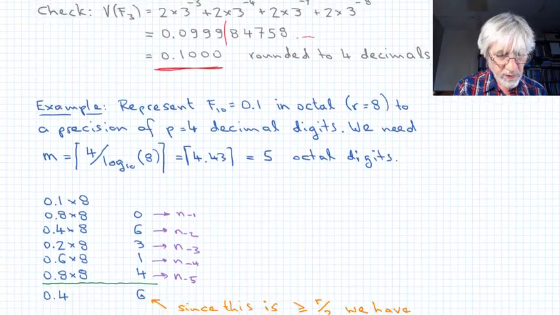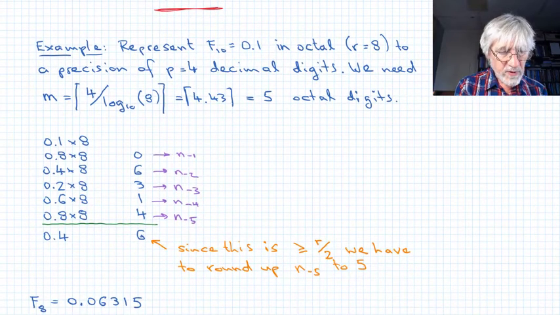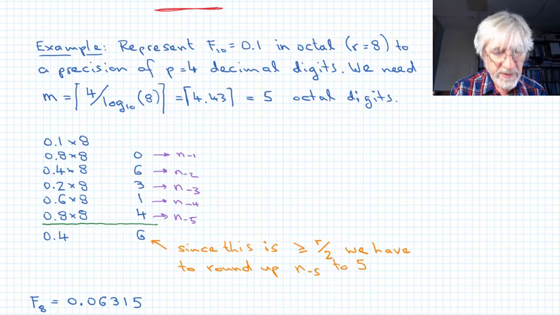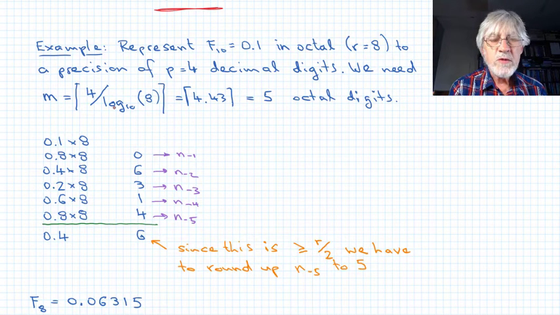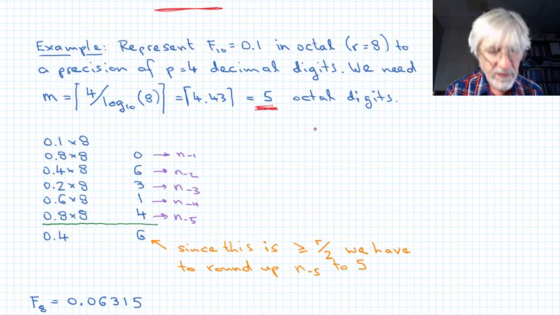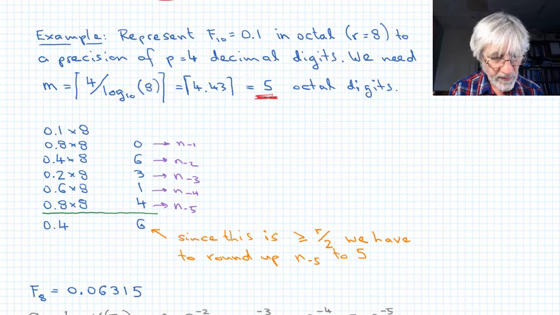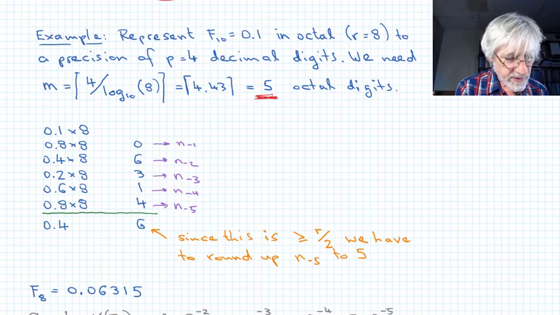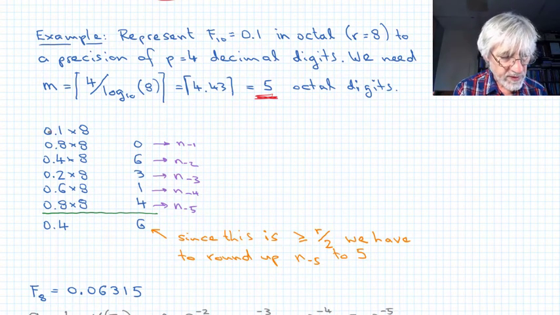Okay, let's do this for octal. So again, we convert decimal 0.1 to radix r equal to 8. We need 4 over the logarithm to the base 10 of 8, which happens to be 4.43, or the next highest integer, 5 octal digits. And we do the same thing as we did before. We take the 0.1 that we start from, multiply by 8. That gives us 0.8. So the integer part is 0. So n sub minus 1 is 0.